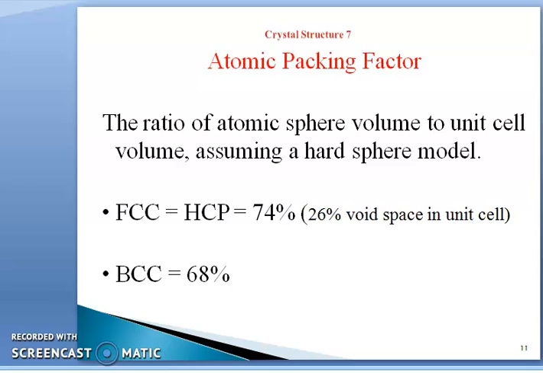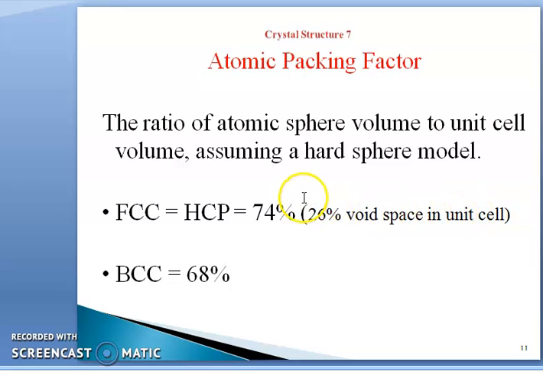Now let's turn towards atomic packing factor. Atomic packing factor is nothing but the ratio of atomic sphere volume to unit cell volume, assuming a hard sphere model. And in case of FCC and HCP, this packing factor is 74%, and 26% is void space in the unit cell.